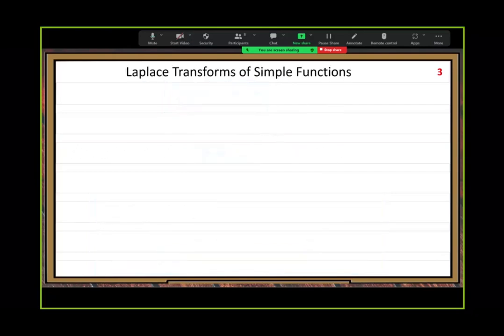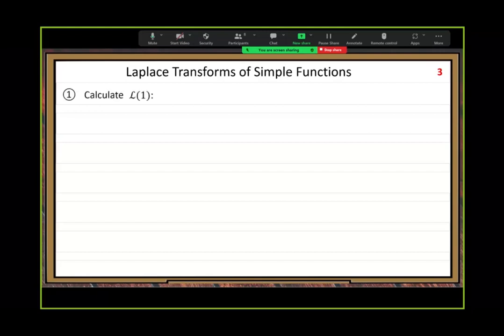Laplace transform of simple functions. Here, let me show you the Laplace transform of several simple functions. Later we put them in the table, so we just look up the table when we do the calculations.